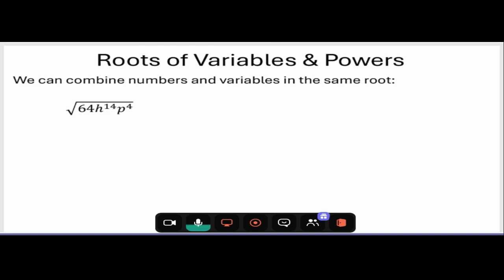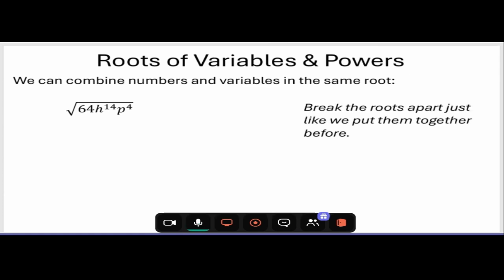Okay, we can put a bunch of stuff in the same root. So here we got the square root of 64 times h to the 14 times p to the 4. What we saw earlier is that if two roots are multiplied, we can combine them together inside the root. So we can take that same idea and just do it backwards. So this will be the same as the square root of 64 times the square root of h to the 14 times the square root of p to the 4.